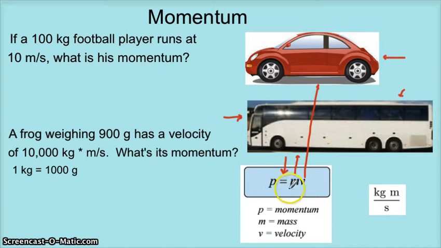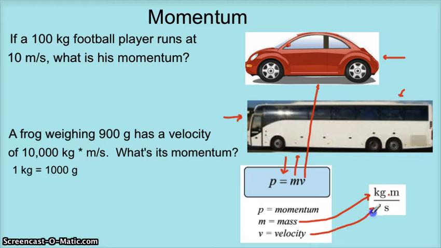And simply, it's the weight or the mass times the speed or the velocity. The momentum has a direction just like velocity does, and its unit is kilograms times meters per second. So if you have kilograms times meters per second, well, mass is in kilograms and velocity is in meters per second.